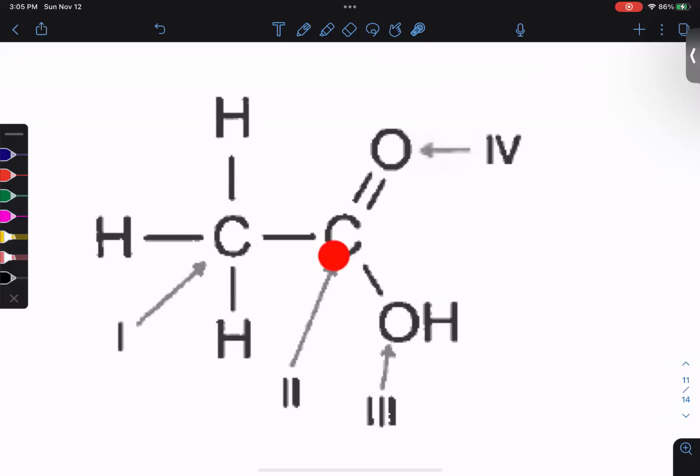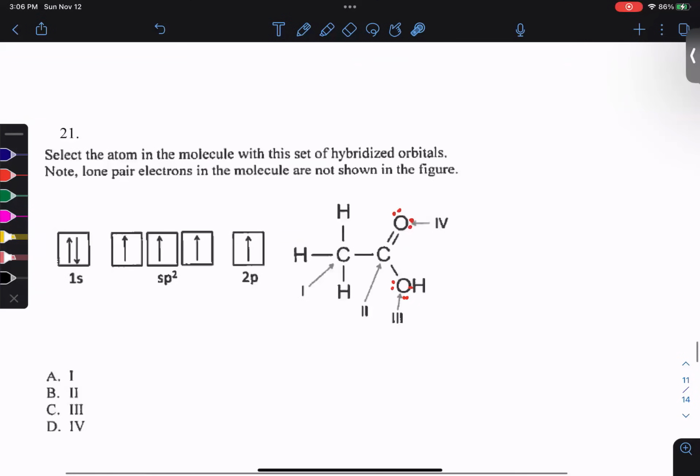sp3, right? What's the hybridization of this carbon? sp2, yeah. Or this oxygen, what's the hybridization of that oxygen? How many electron domains? 3. So 1, 2, 3. So this is sp2. Yeah. This oxygen also has 2 lone pairs on it and a single bond to that hydrogen. What's the hybridization of that oxygen? sp3. Yeah.